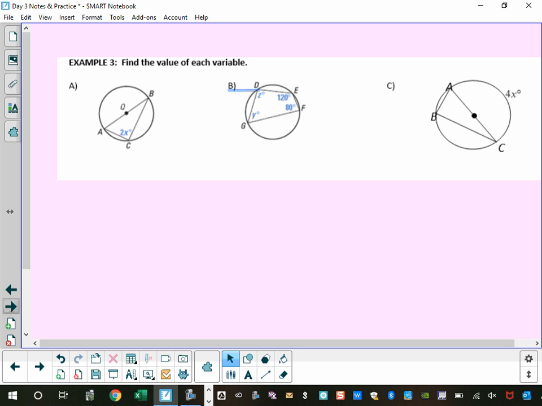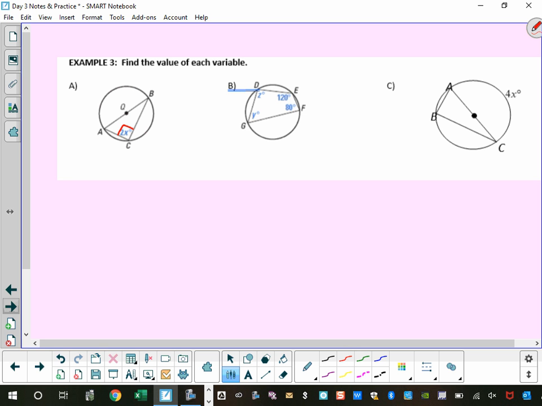So example 3A, find the value of each variable. So look at this first example. Do I have a triangle or do I have a quadrilateral inside of a circle? I have a triangle. So where would my right angle be? A, B, or C? C. Do we all understand and do we all agree that that is my right angle?